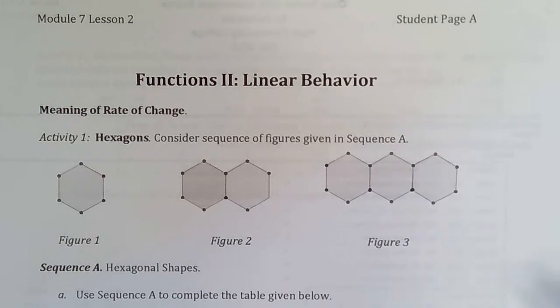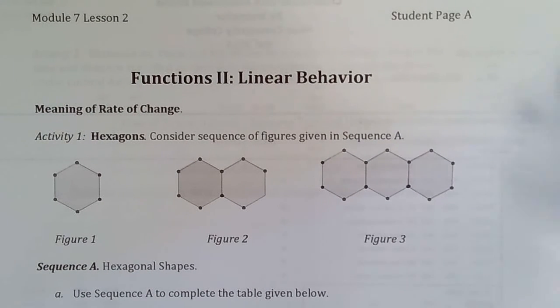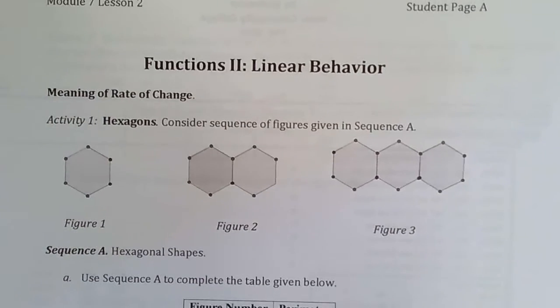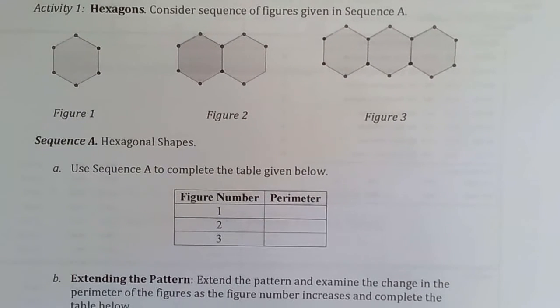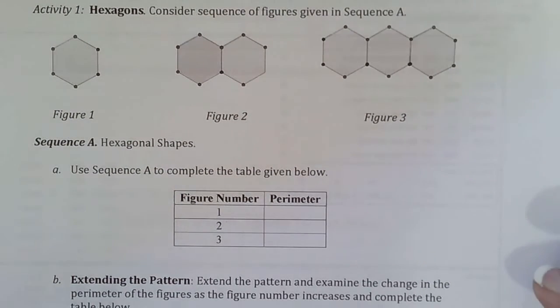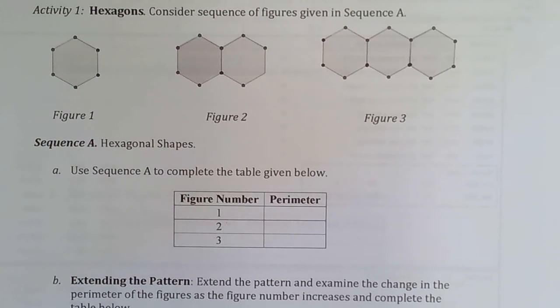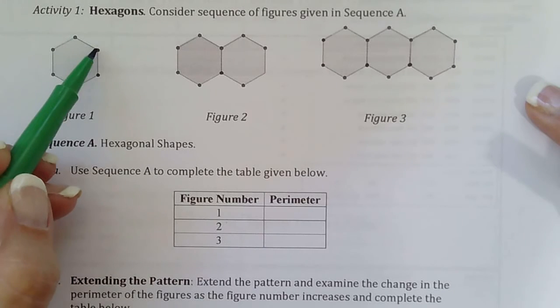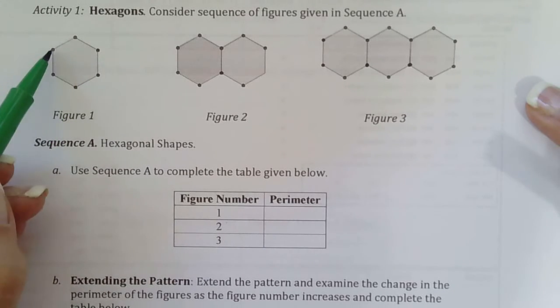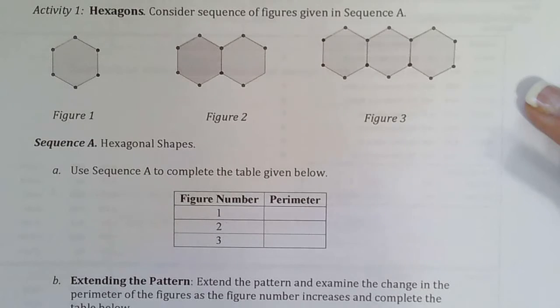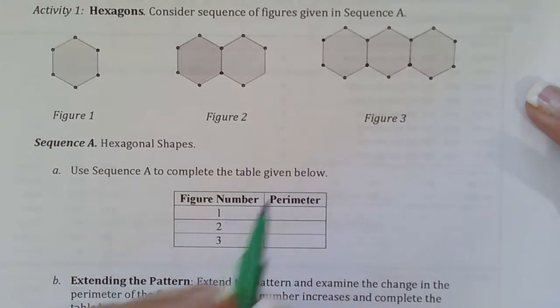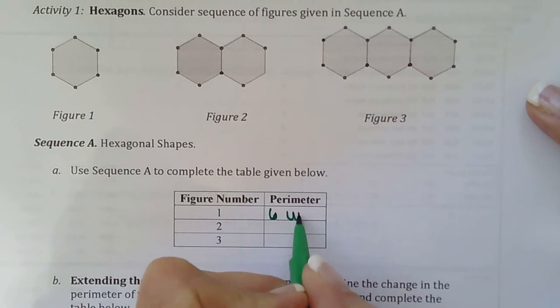So here we have some hexagons. Consider the sequence of figures given in sequence A. So figure 1, figure 2 has 2 hexagons, figure 3 has 3 hexagons. So use sequence A to complete the table given below. Do you all remember from previous classes that perimeter means distance around the outside? So the perimeter of the first one is 1, 2, 3, 4, 5, 6. And we don't know if it's 6 units, 6 feet, 6 inches. So we'll just write 6 units.